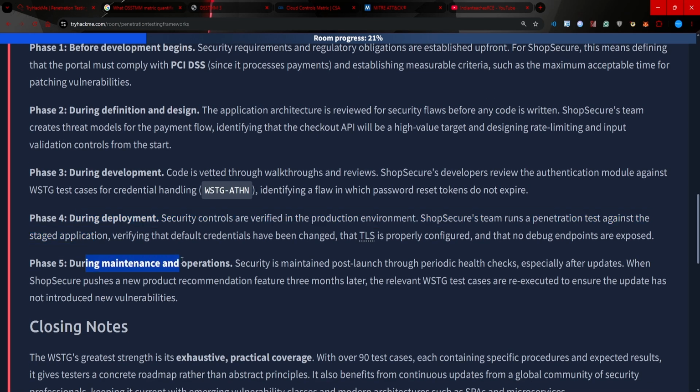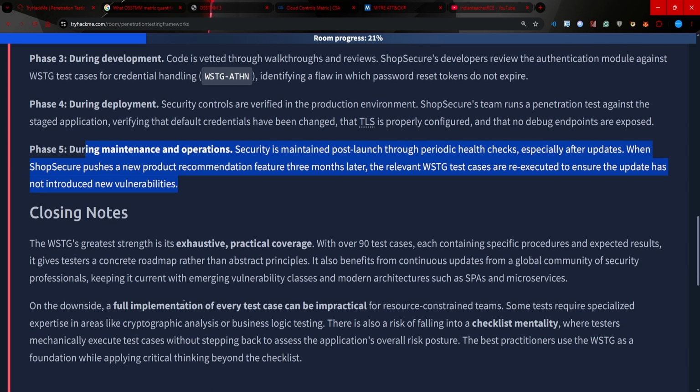Phase 5: during maintenance and operation, security is maintained post-launch through periodic health checks, especially after updates. When ShopSecure pushes a new product recommendation feature 3 months later, the relevant WSTG test cases are re-executed to ensure the update has not introduced new vulnerabilities.